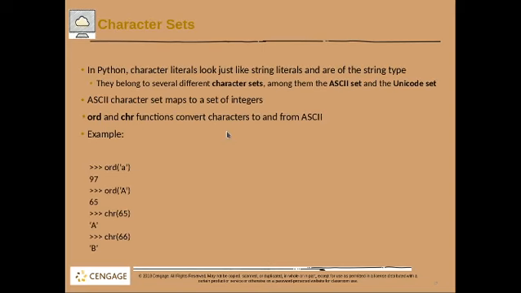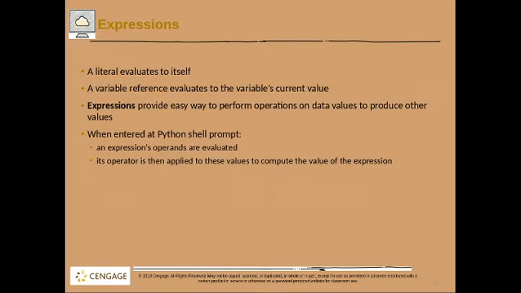In Python, character literals look just like string literals and are of the string type. They belong to different character sets, among them ASCII and the Unicode set. We have the ord and chr functions to convert characters to and from ASCII. And then we have expressions. An expression is a literal that evaluates to itself. A variable reference evaluates to the variable's current value.